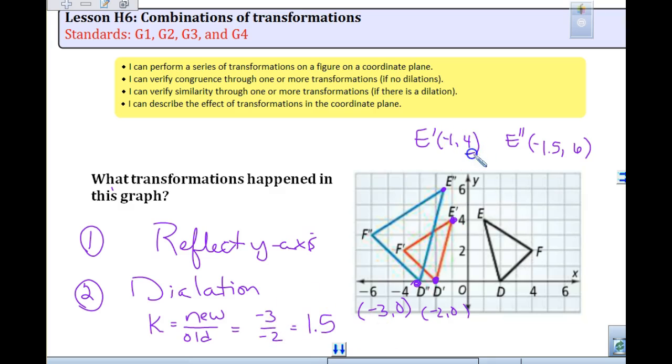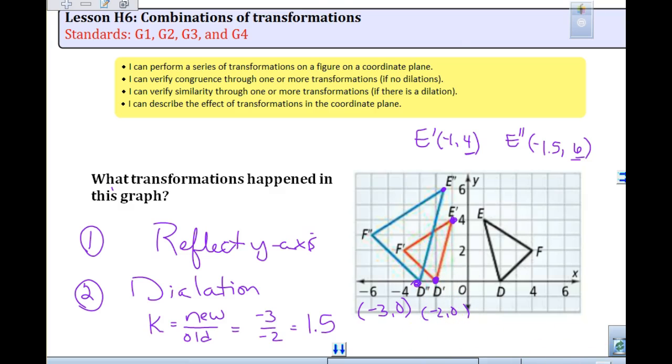What if you wanted to use these numbers up here, the 6 and 4? 6 divided by 4 is still 1.5. -1.5 divided by -1 is still 1.5. So to get scale factor, you're always going to take the newest point divided by the oldest. So pick an ordered pair and look at those.